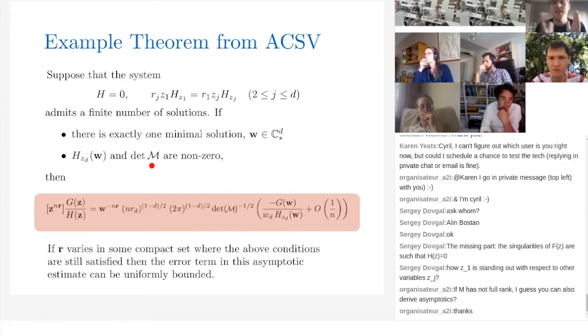And as Robin said, if you vary this direction in some compact set where these assumptions are all satisfied, then the error term that appears here, so the constant in this big O, can be uniformly bounded. And this allows for a lot of beautiful results like limit theorems, which I don't have enough time to go into in this talk, but you can get a lot of nice stuff from that.